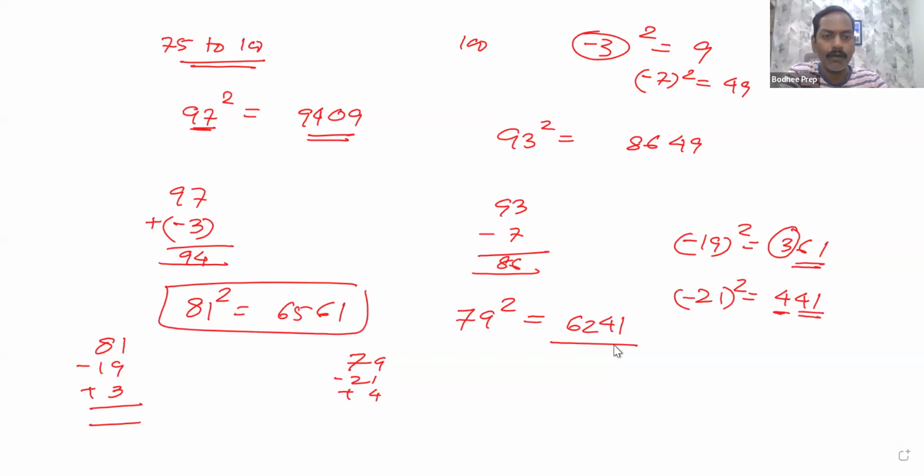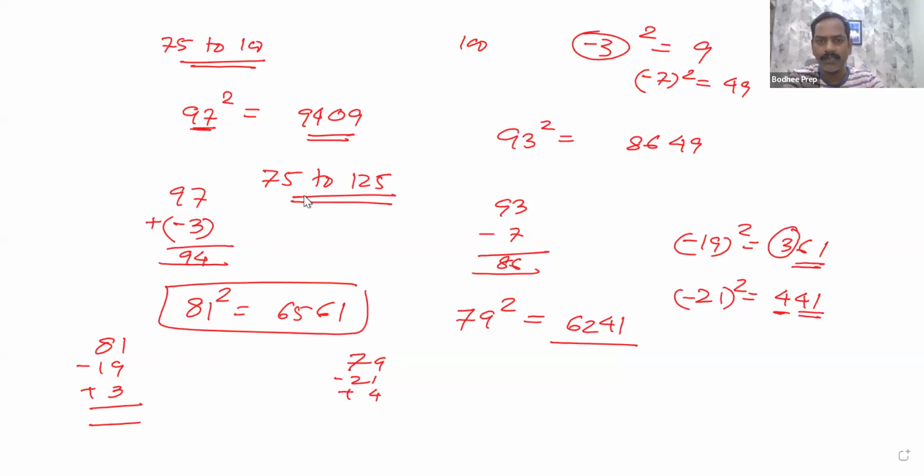Right? So I hope you can now find the square of any number which is between 75 to 125. The only thing you have to do is that, depending upon whether the difference is negative or positive, you have to add it or deduct it from the original number for which we are finding the square. Right? Okay.